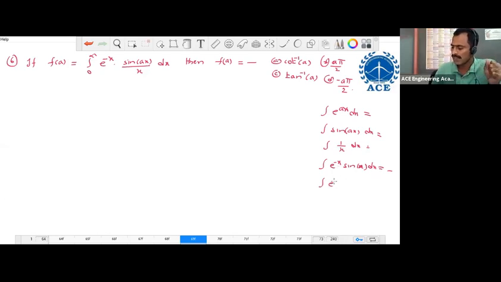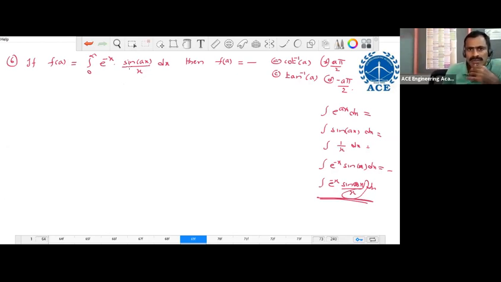But here the problem is given as e power minus x into sine ax divided by x dx. Because of this extra 1 by x function, we cannot integrate this. We cannot use the by parts formula either. So this is not directly integrable. Now in this case, we can do this problem by two methods.